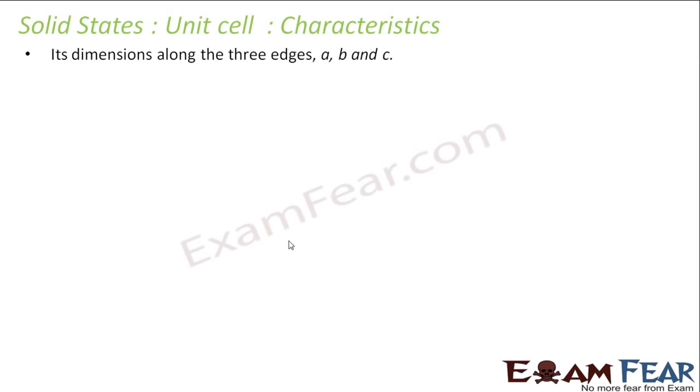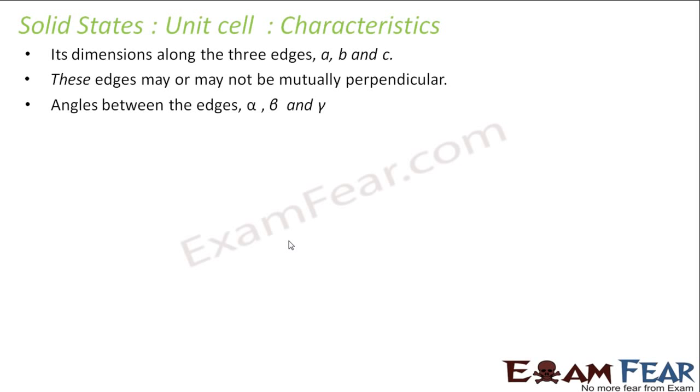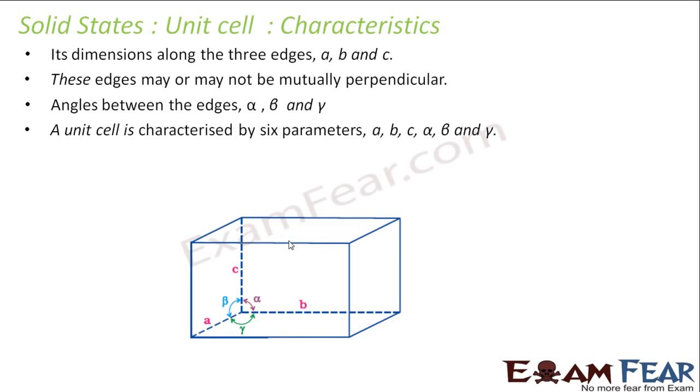Now let's understand some characteristics of unit cells. It has three dimensions. It has three edges, a, b, c, and these edges may or may not be perpendicular. The angles between the edges are alpha, beta, and gamma. So if you see, this is my unit cell. It will normally have a cube, cuboid, or hexagonal shape. It has three edges a, b, and c. These edges may be equal, may not be equal, may be perpendicular, may not be perpendicular. And the angles are alpha, beta, gamma.